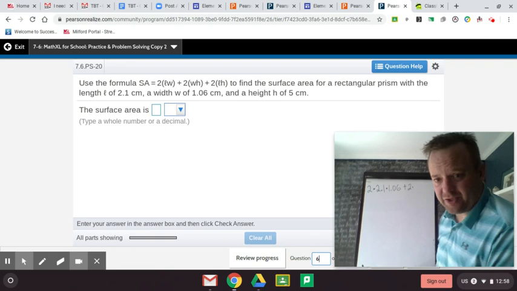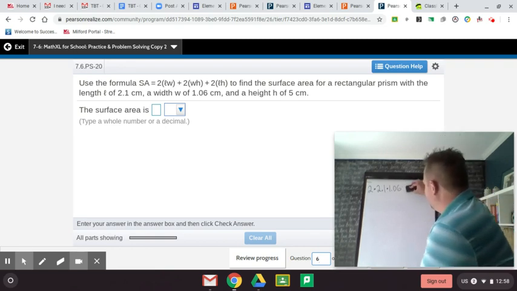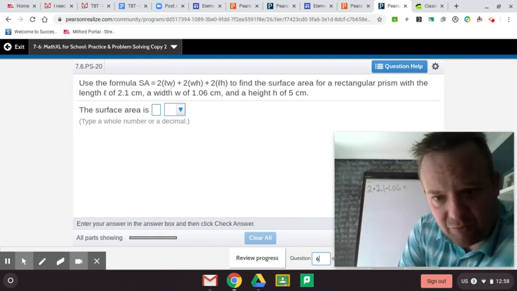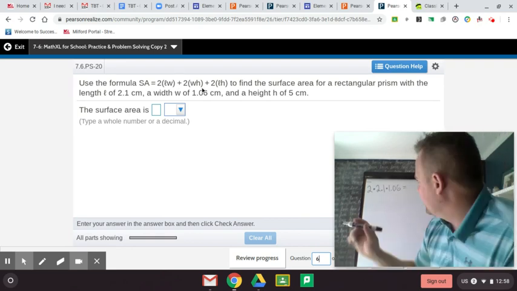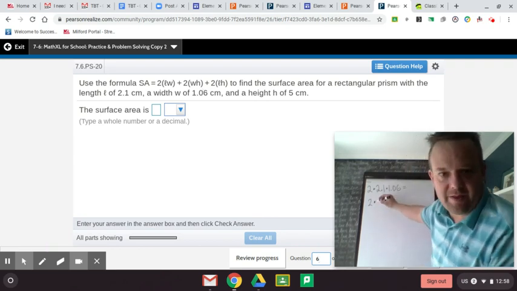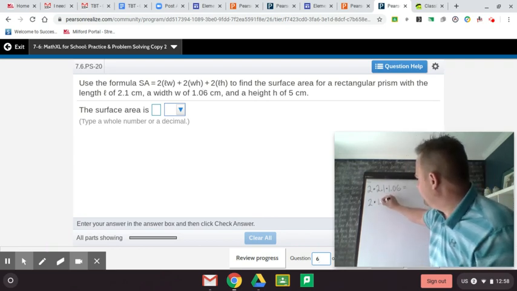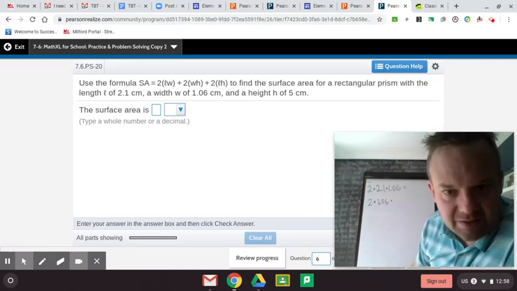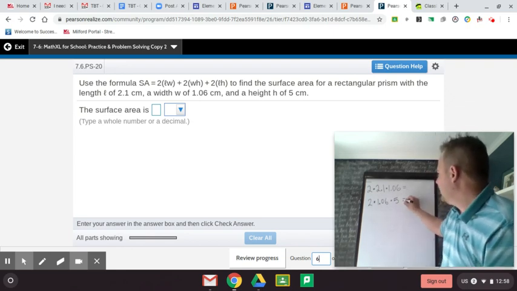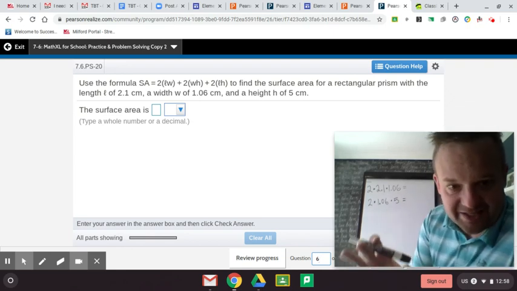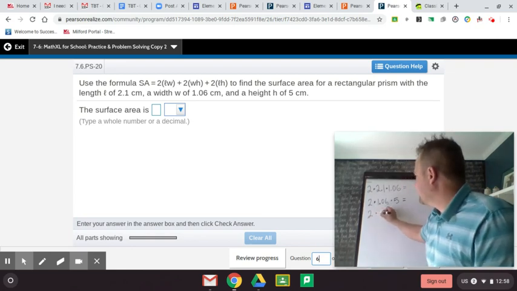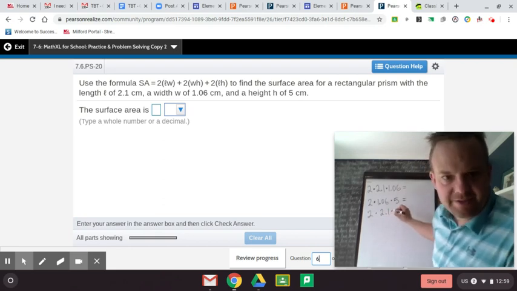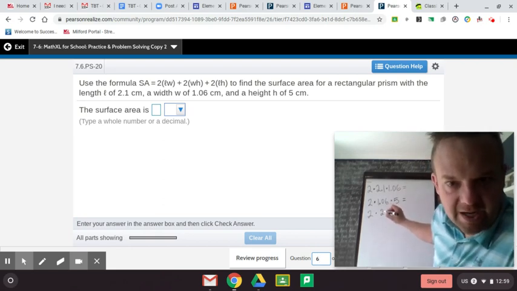See, personally, this is my opinion, I like to split it up so I don't get all messed up. So let's just find that first. That part is right here in your formula. Okay, now I'm going to write this part down. 2 times the width. The width is 1.06 times the height. The height is 5 equals that. And then we have 2 times the length times the height. So 2 times the length was 2.1 times the height is 5.